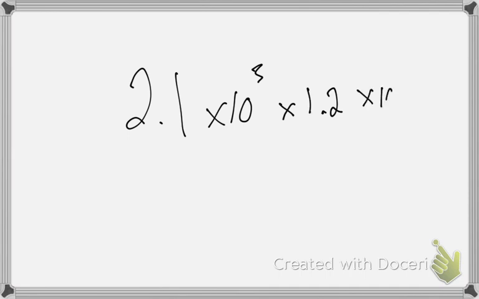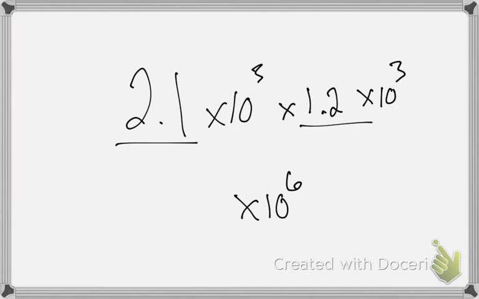If you would multiply, let's say we go 2.1 times 10 to the 3rd times 1.2 times 10 to the 3rd. What do I do with my exponents now? You add them up. So now it's 10 to the 6th. 2.1 times 1.2 is what?